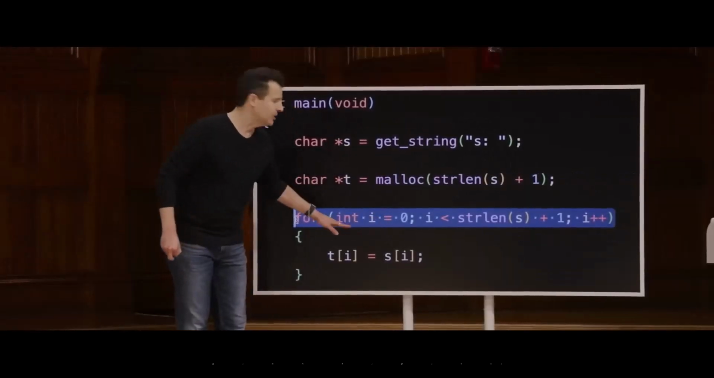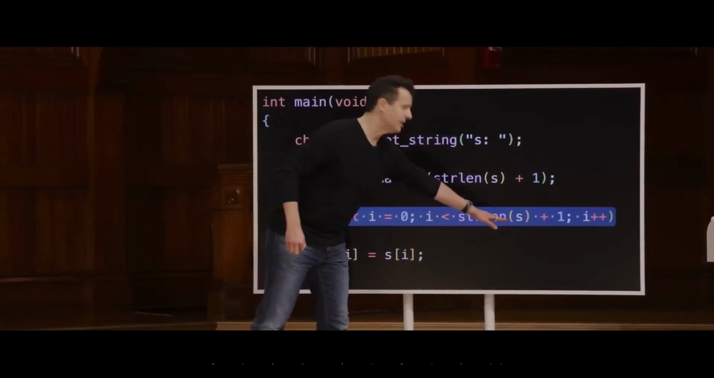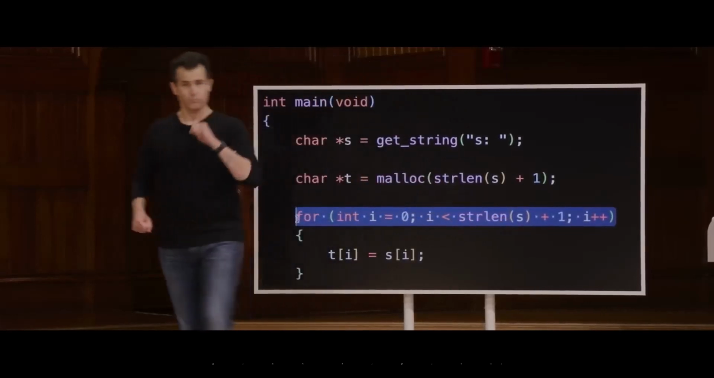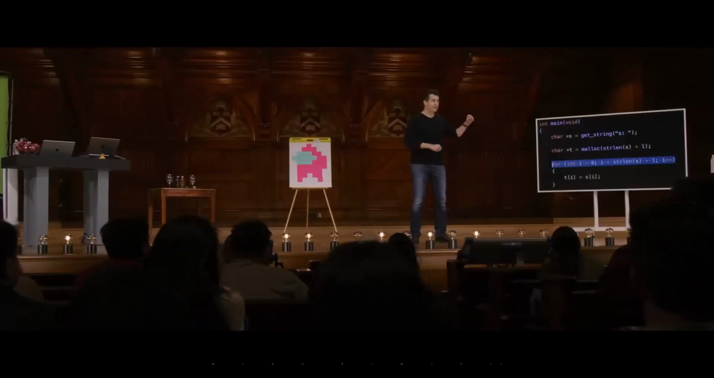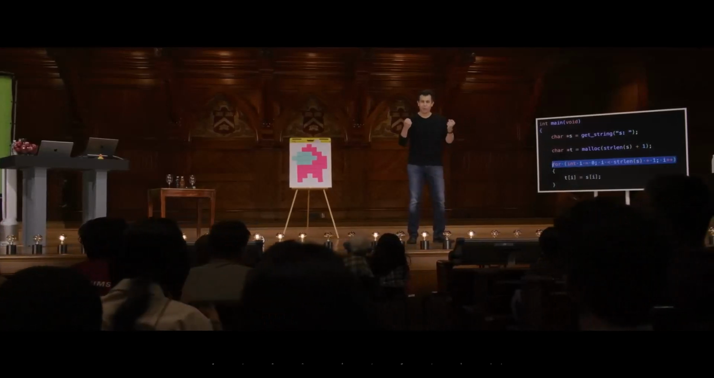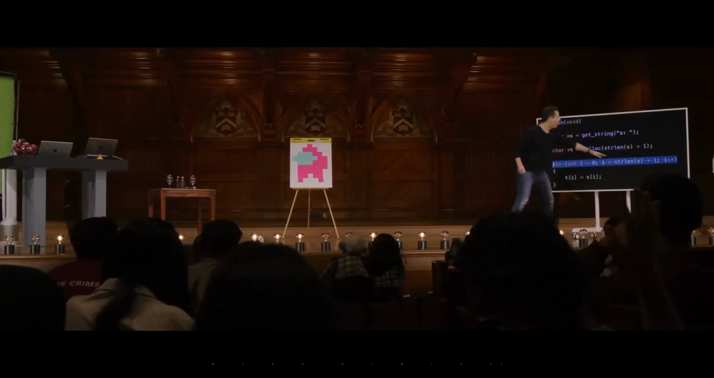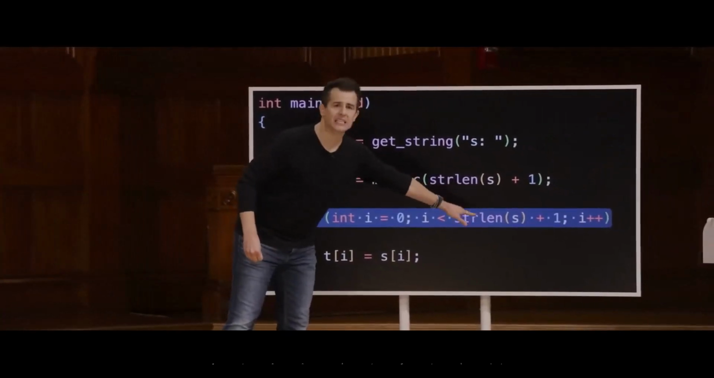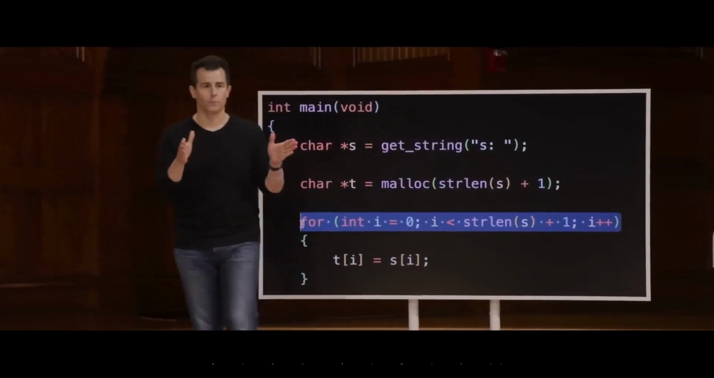Why? Well, here's my initialization on the left. Here's my condition in the middle. And in general, calling a function inside of your condition is probably not very good design. Why is it bad for me to be calling a function like strlen in this condition in the middle of my for loop? Yeah.